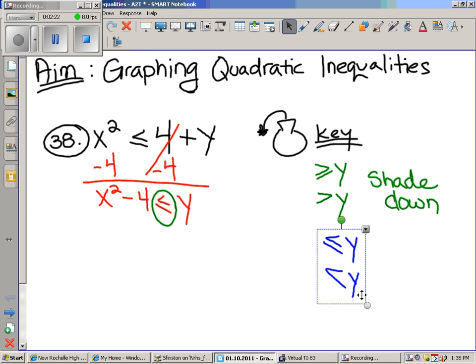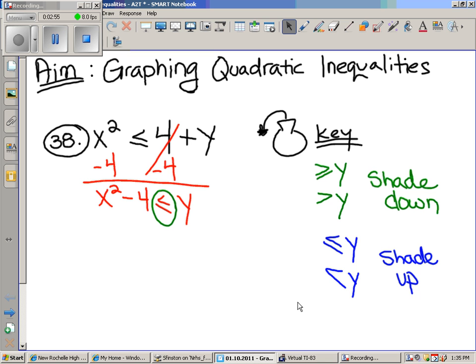Not necessarily reading it backwards. However you want to determine it, what you really have to be able to do is read it so that, do you see the pointy end of this symbol? If the pointy end faces the y, it means y is less than. If the open part of this symbol faces the y, it means y is greater than. And so this set of symbols means to shade up. So that's going to be important.